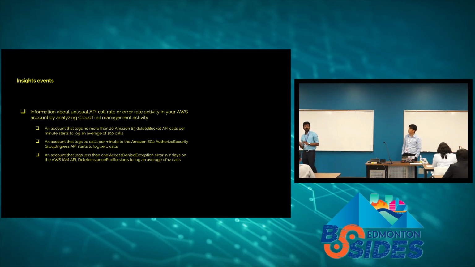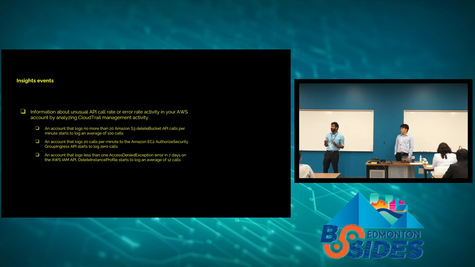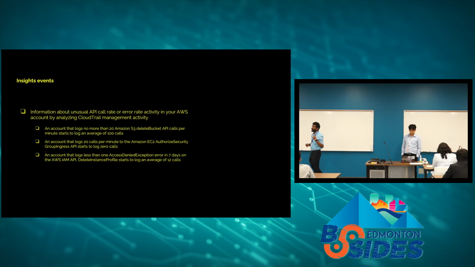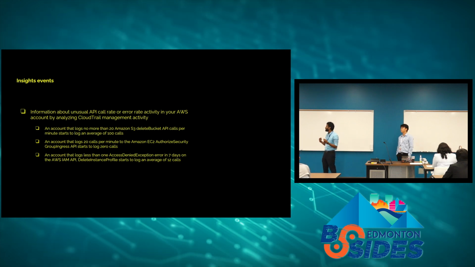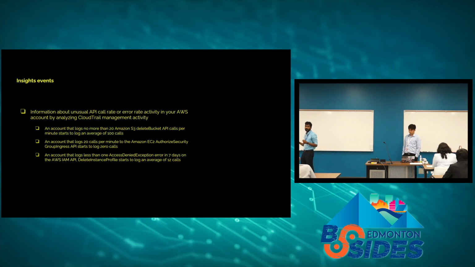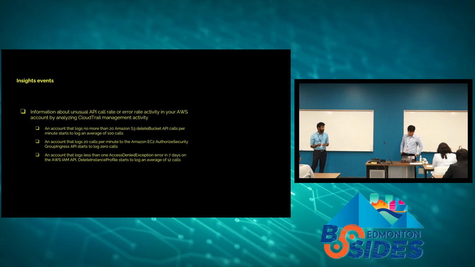Whenever unusual activity of this type happens, AWS creates one log at the start of the activity and one log at the end of the activity. So two logs tell you the start and the end of the activity, and then we take a look at what that activity was all about.